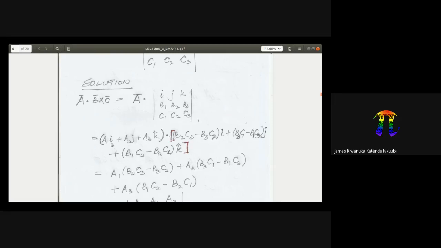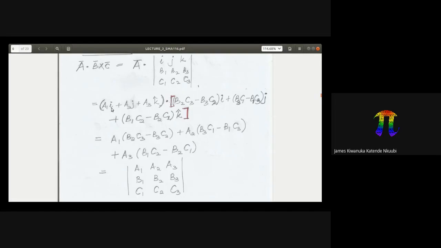So what will happen is that some of them will vanish, some of them will be retained. For instance, if I get the dot product of A1 i and this first term, I know i dot i will give me what? What is i dot i? It is 1.